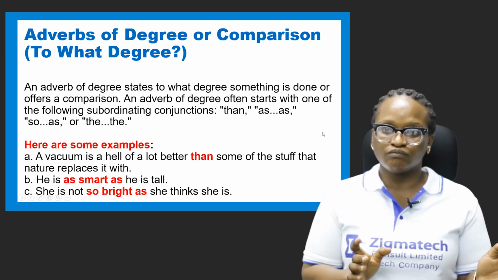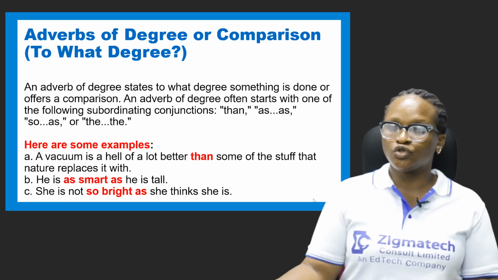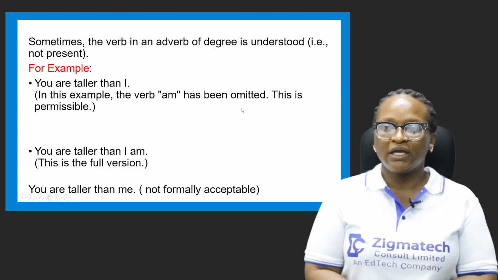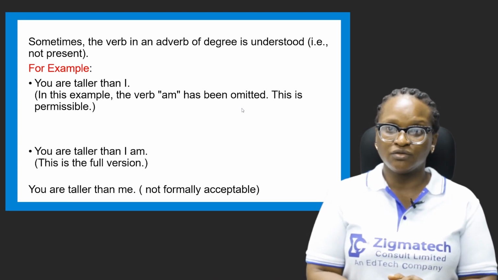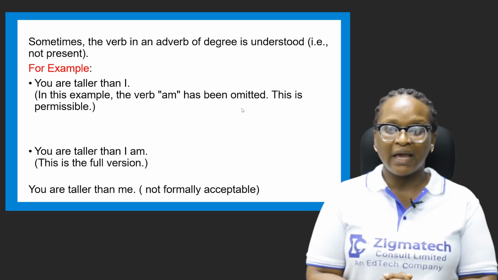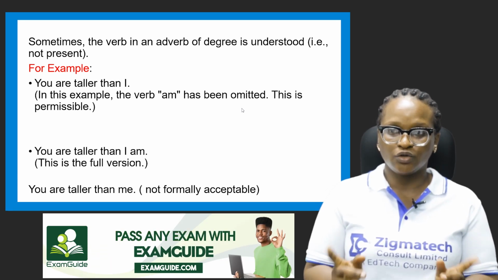So when you are making use of your adverb of degree, you must be sure to choose them appropriately. Now, sometimes the verb in an adverb of degree is understood. That is, it is not present. Yes, sometimes it is understood. We say that it is not present. That is how it is. All right. So these are some examples. You are taller than I. You are taller than I.